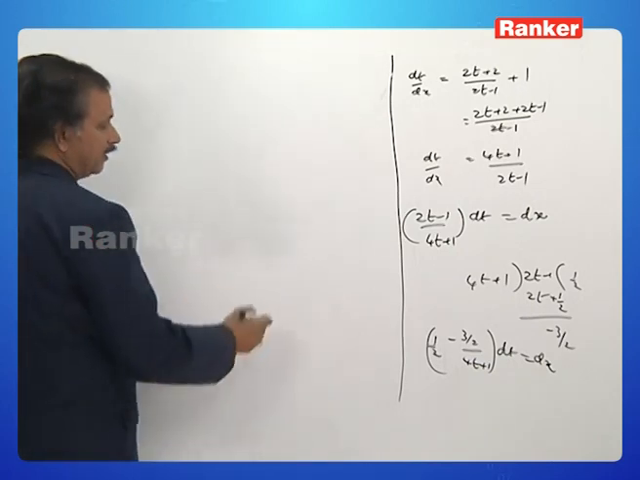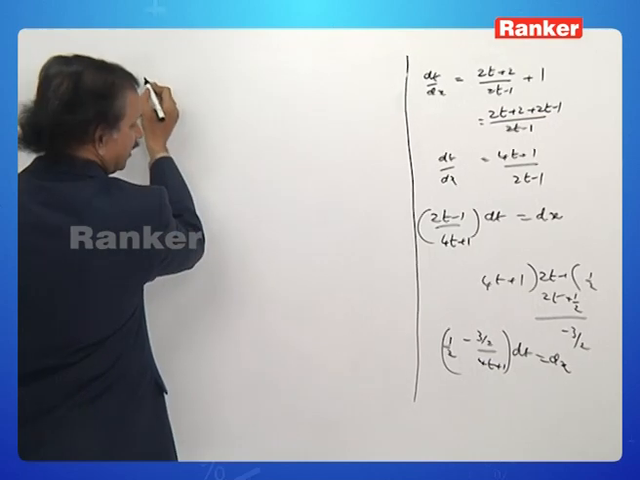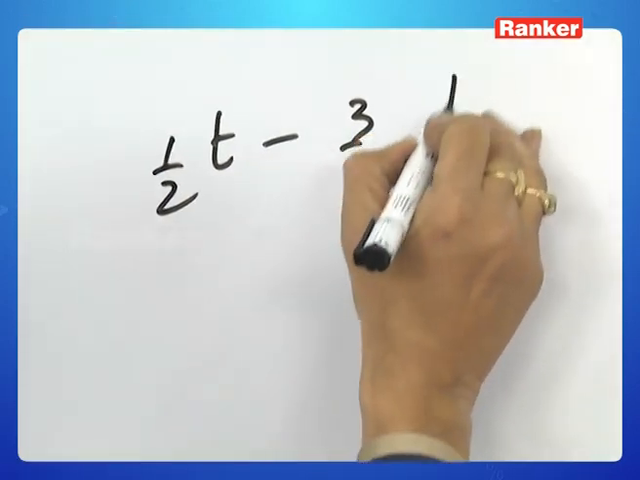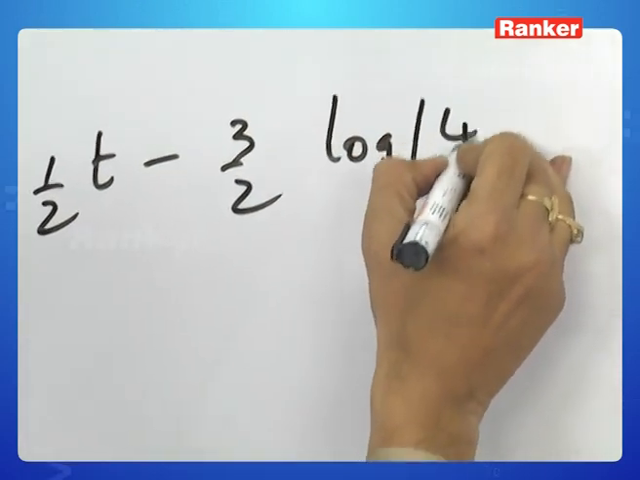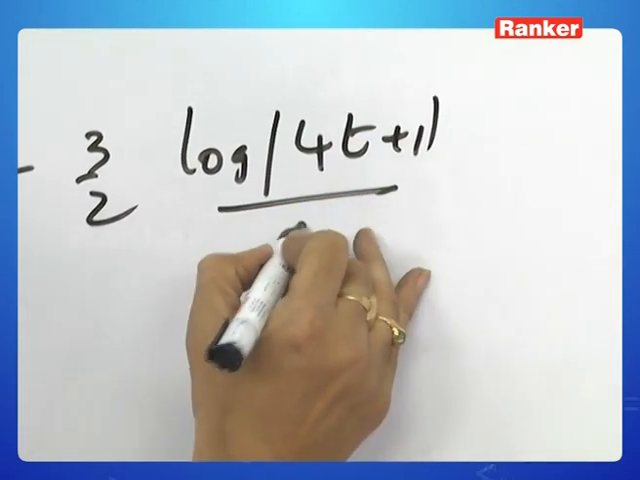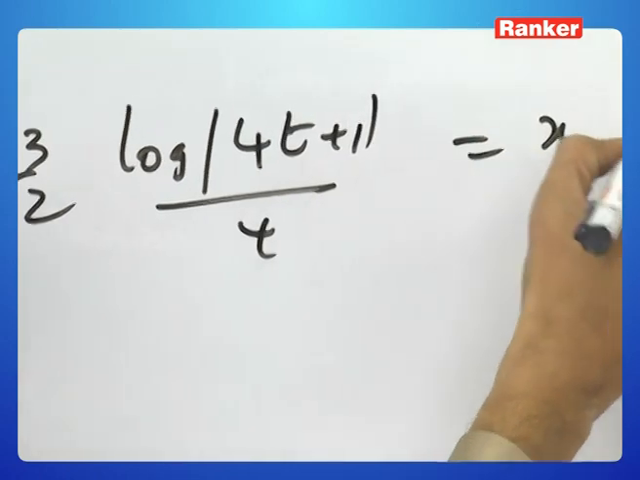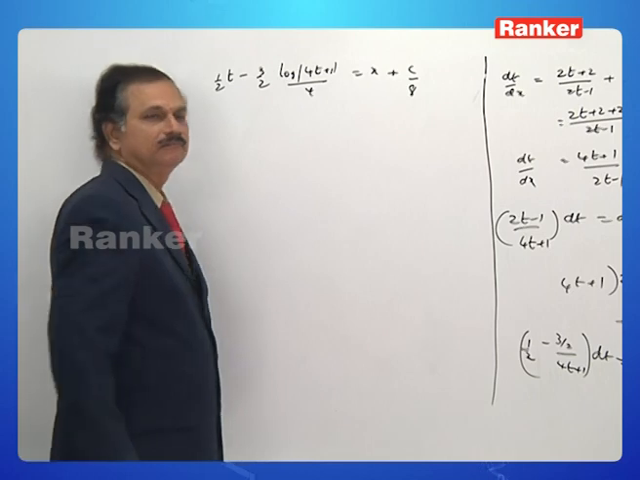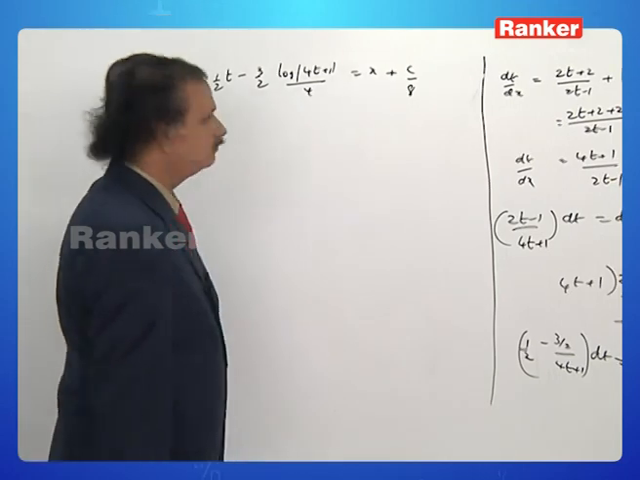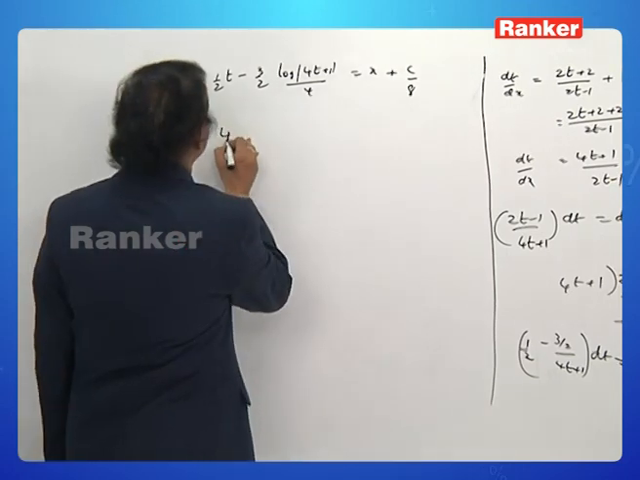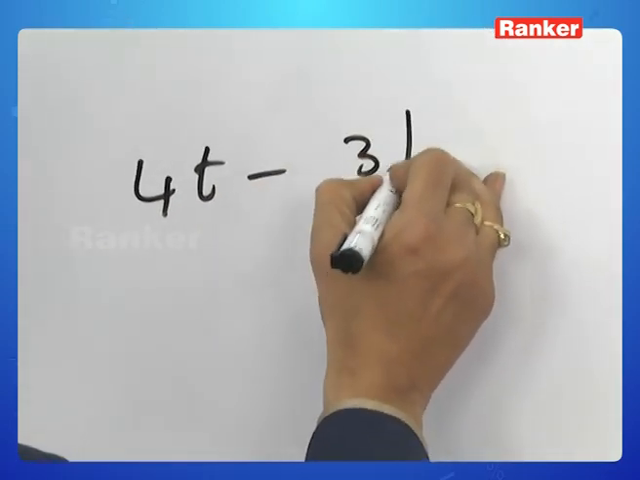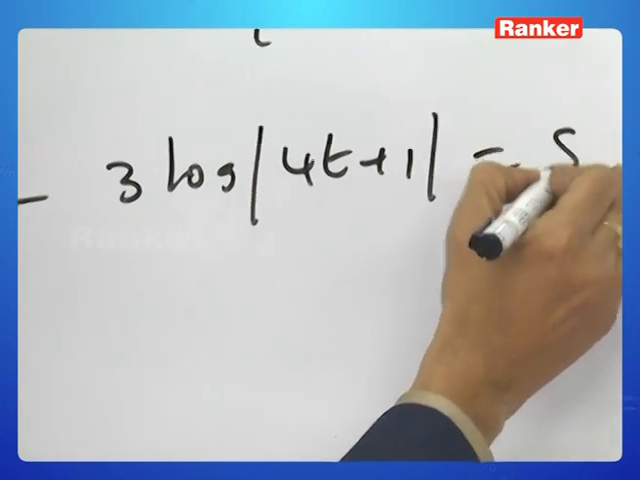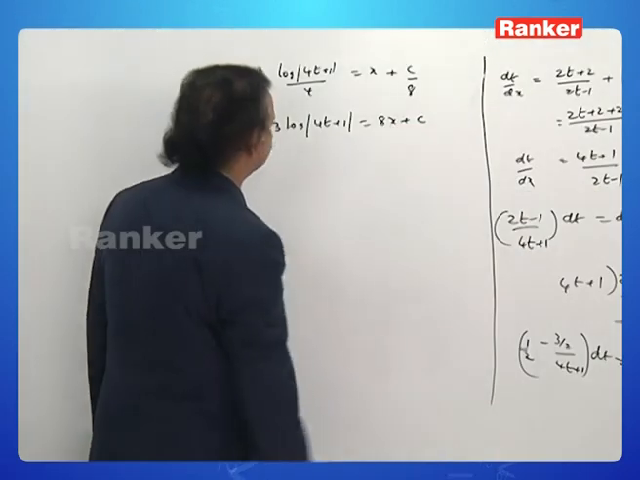So, while integrating, it is half into t minus 3 by 2 into log mod 4t plus 1 by 4 is equal to x plus c by 8. I like to multiply throughout by 8. What do you have? 4t minus 3 log 4t plus 1 is equal to 8x plus c.